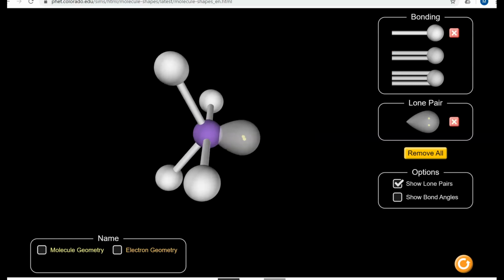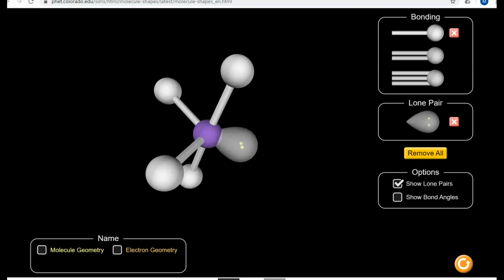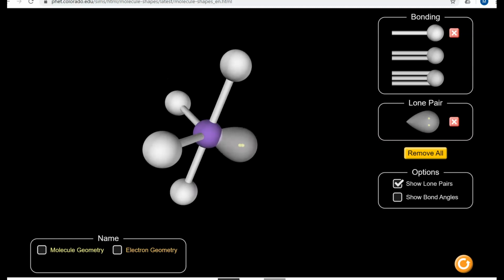All right, now it does matter which one you take off. You must, and make this a note in your notes, you must take off an equatorial position. We replace an equatorial, or the lone pairs go in an equatorial position, not an axial position. So this is what it would look like on the screen right now.